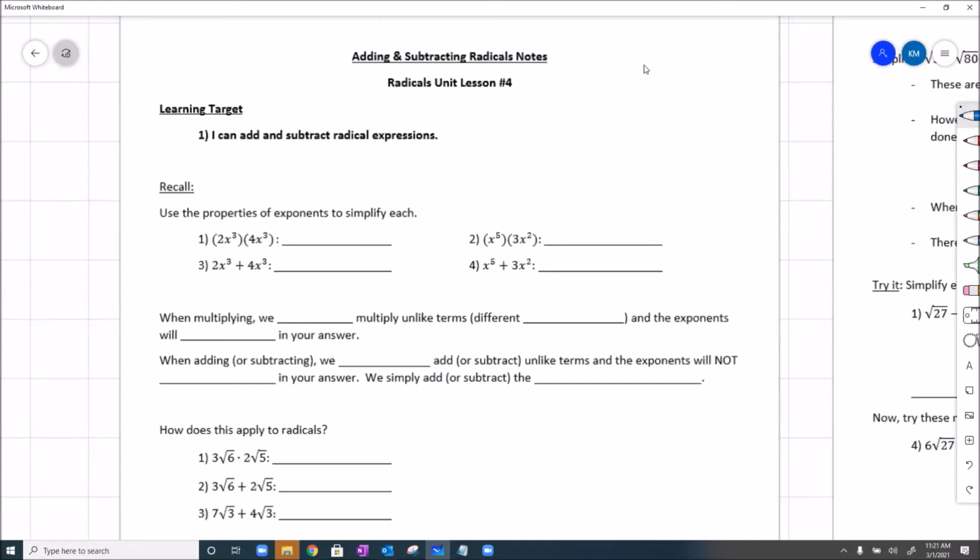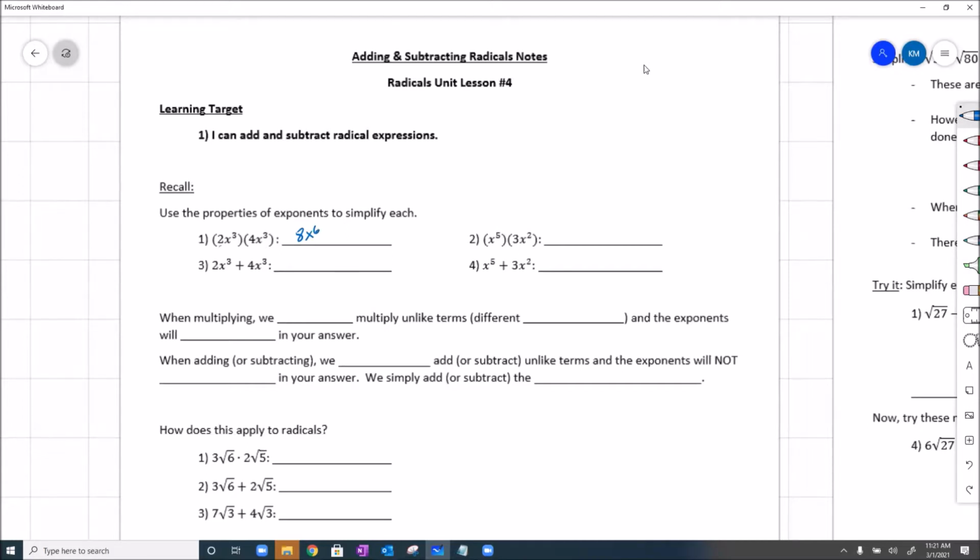So we have 2x cubed times 4x cubed. We did this a couple chapters ago. 2 times 4 is 8. X cubed times x cubed. Remember that we added those exponents when we're multiplying. That gives us 8x to the 6th.